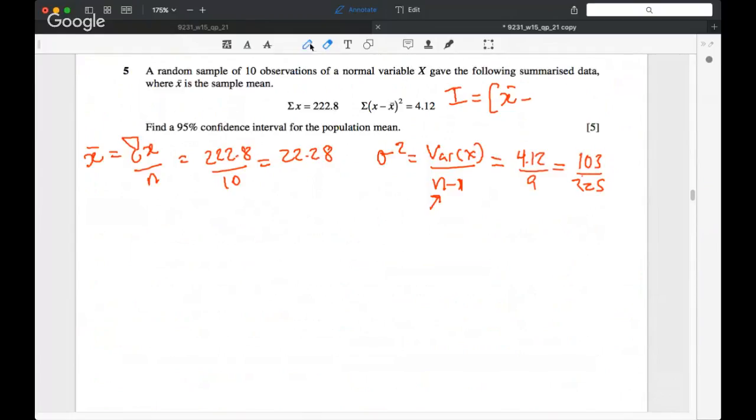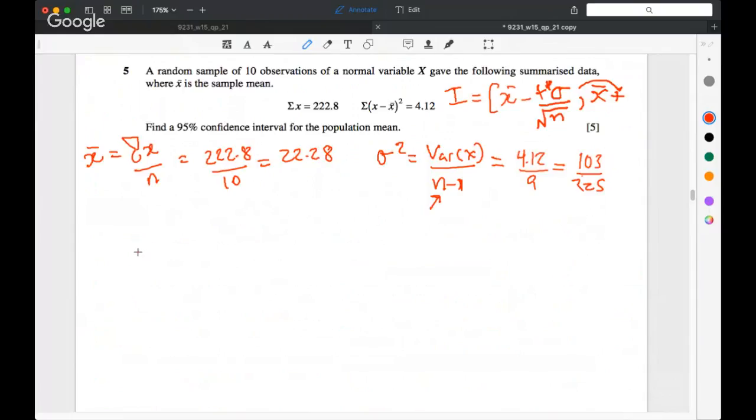So it's the average value of x minus t star sigma over the square root of n. And the other one is plus. So it's the same thing. This part of the board isn't working very well, so I'll just put a plus there. You know it's the same thing that goes in there.